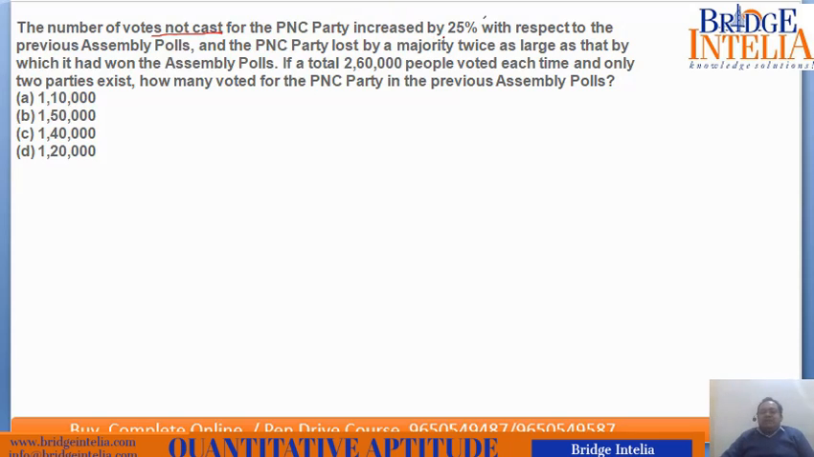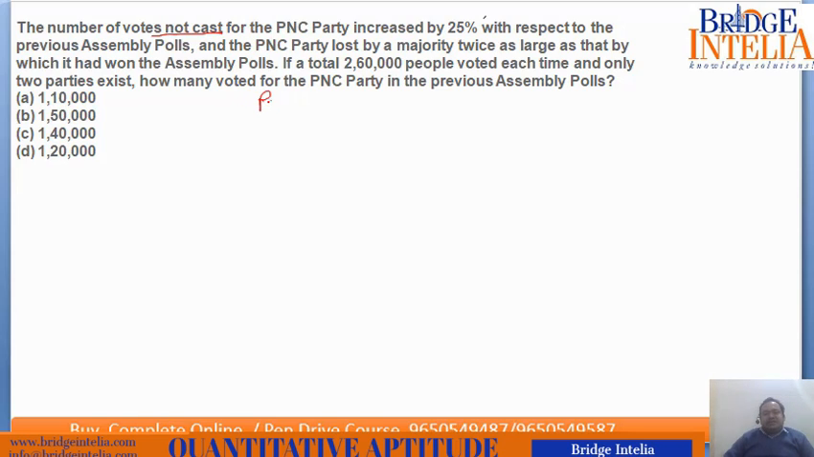So this time the votes going to the other party increased by 25%. If a total of 2,60,000 people voted each time, and only two parties exist, how many voted for the PNC party in the previous assembly polls? So two parties are there, and two polls have taken place.